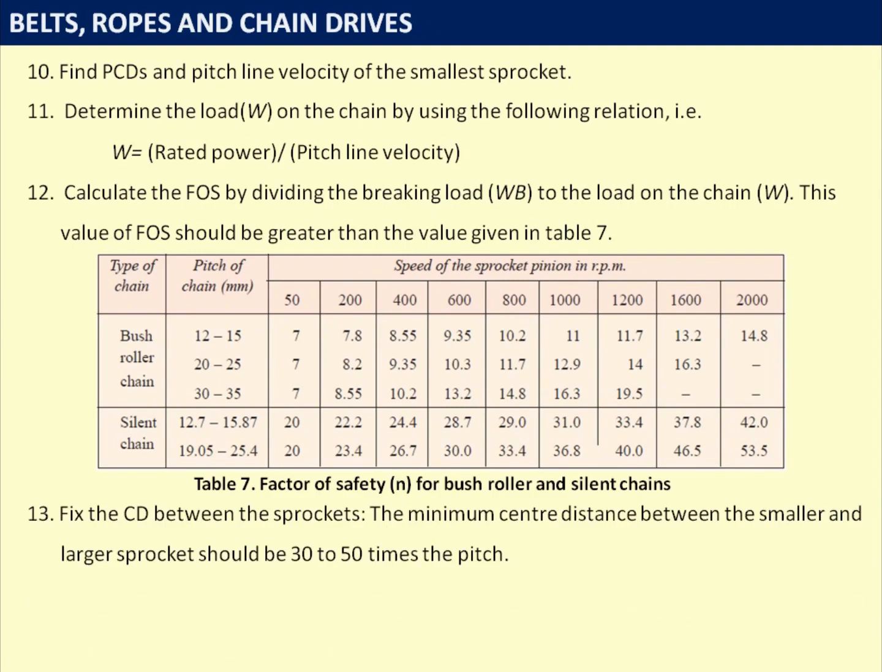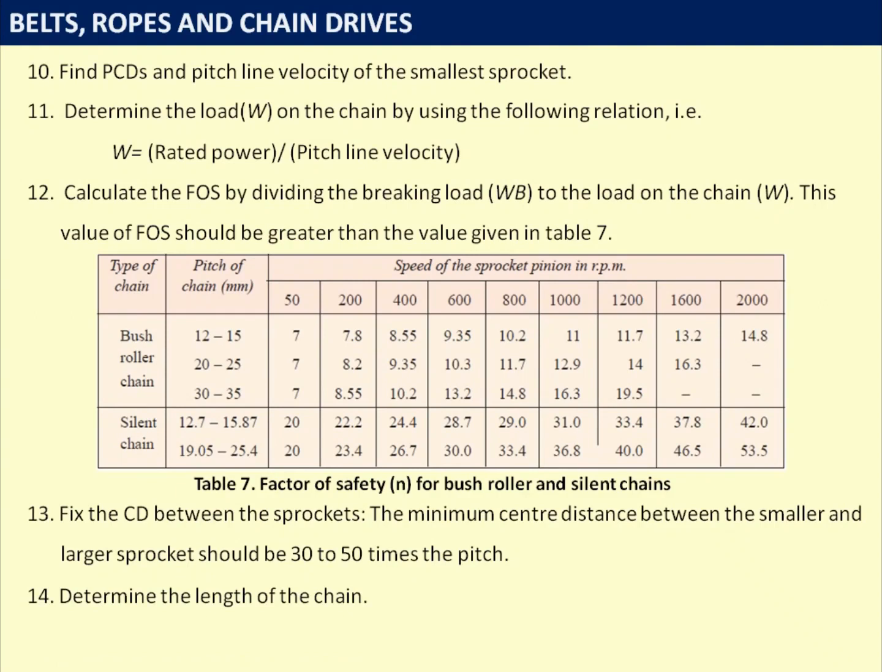Now next step, fix the center distance between the sprockets. The minimum center distance between the smaller and larger sprocket should be 30 to 50 times the pitch of the chain. And finally, determine the length of the chain.